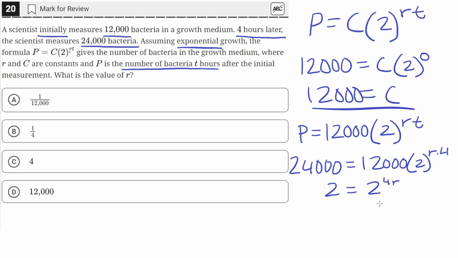Okay, so here this 2 is just raised to an exponent of 1. And since the bases are the same, we just need to set the exponents equal to each other in order to satisfy this equation. So to find the value of r, we need to solve this equation here, 1 equals 4r. We can just divide both sides by 4, and we'll get that r is equal to 1/4. So the value of r is just 1/4, which is answer choice B.